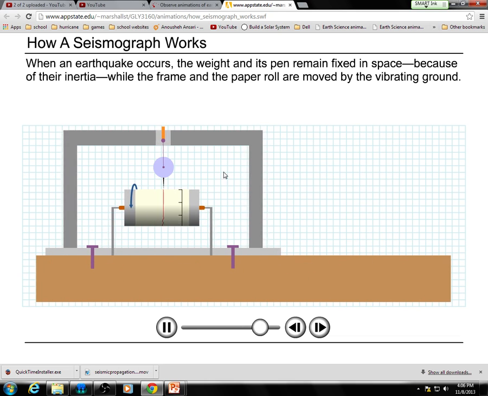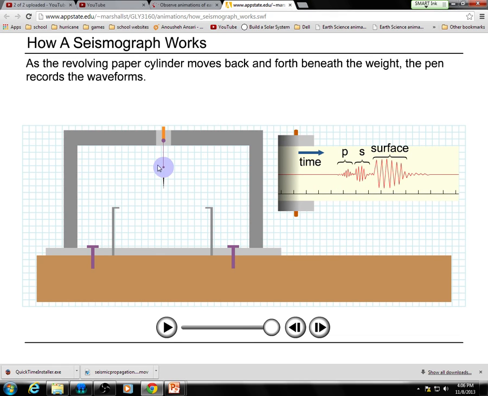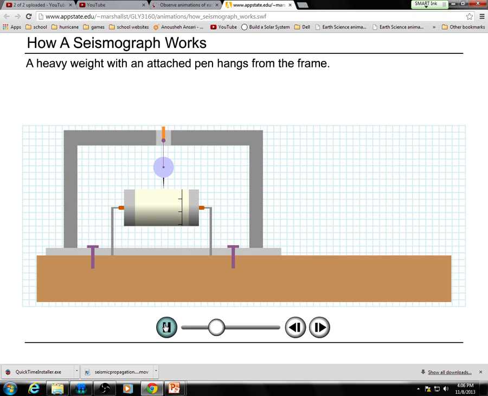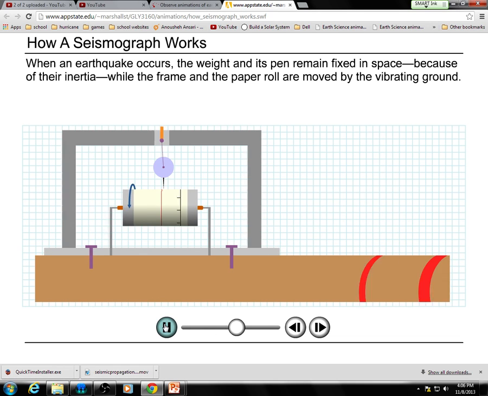You'll notice, and I'll play it again for you in a second, that the weight has a lot of inertia, so it's going to keep the pen steady, and it's going to be the paper that moves. So you'll see that the next time. So the pen is steady, the paper moves underneath it, and it's going to draw the waves onto it. Like I said, we're going to see this again when we talk about the seismographs and seismograms.